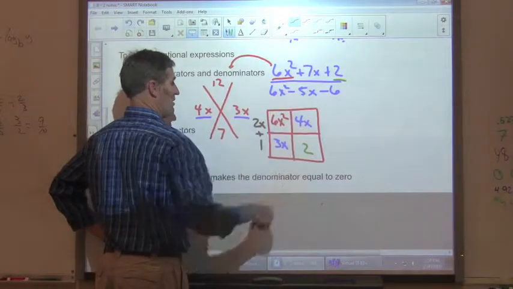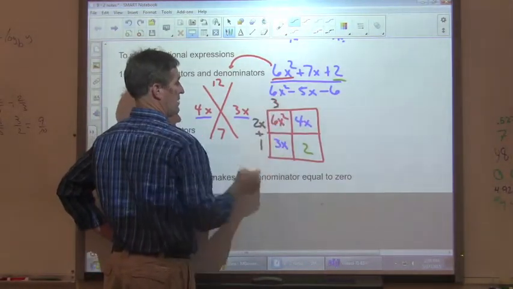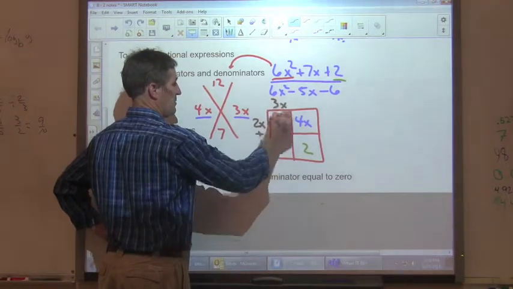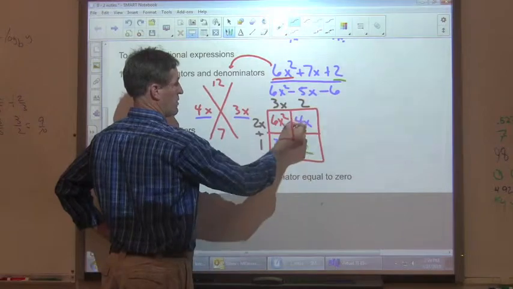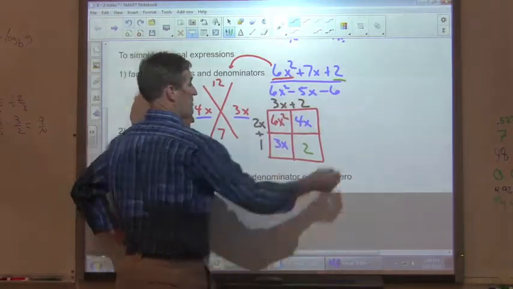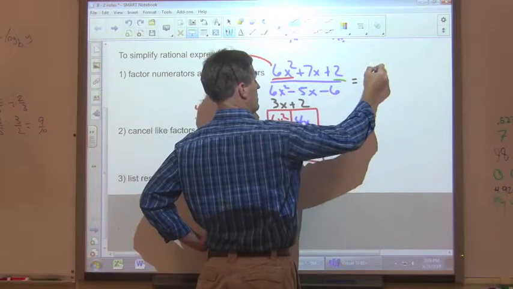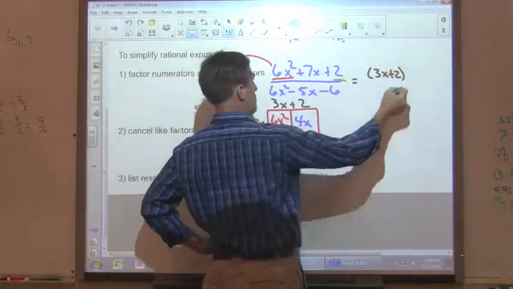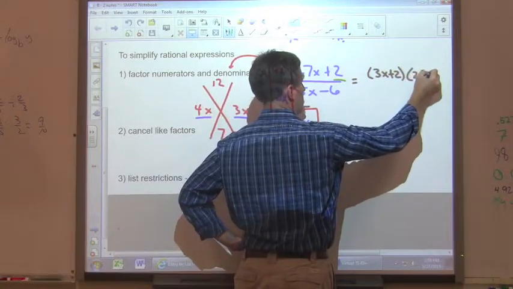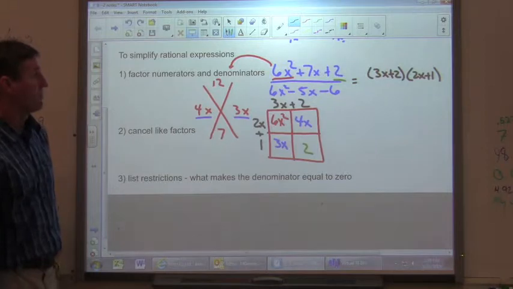Same thing going down. Greatest common factor of 6 and 3 is 3, and then I have an x in both. And then 4 and 2 would be a 2. Again, the first box is positive, so it's plus. So my numerator factors into 3x plus 2 and 2x plus 1. So that's just the numerator.